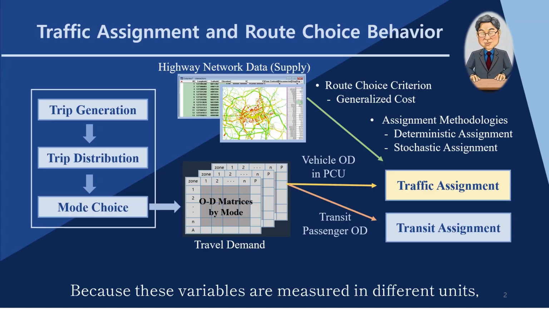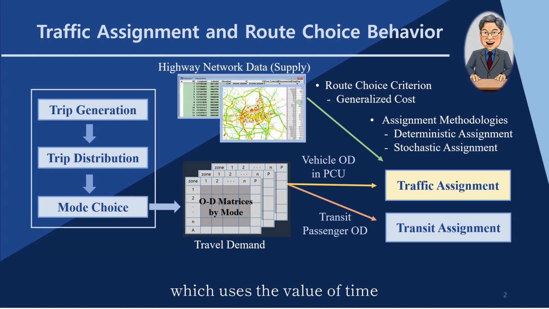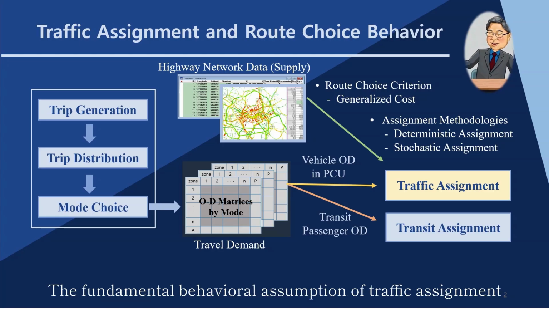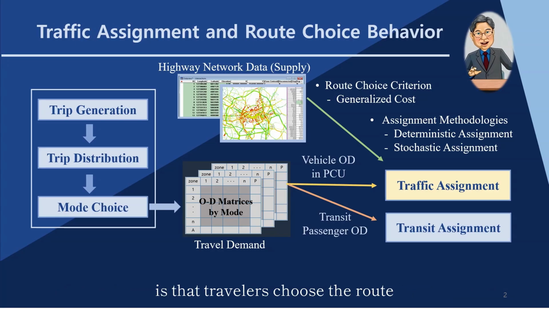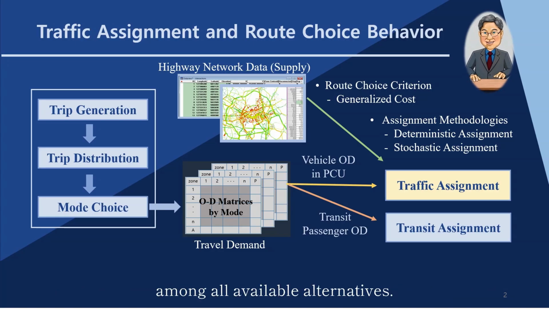Because these variables are measured in different units, they are combined through the concept of generalized cost, which uses the value of time to express travel time and monetary cost in a common unit. The fundamental behavioral assumption of traffic assignment is that travelers choose the minimum generalized cost among all available alternatives.